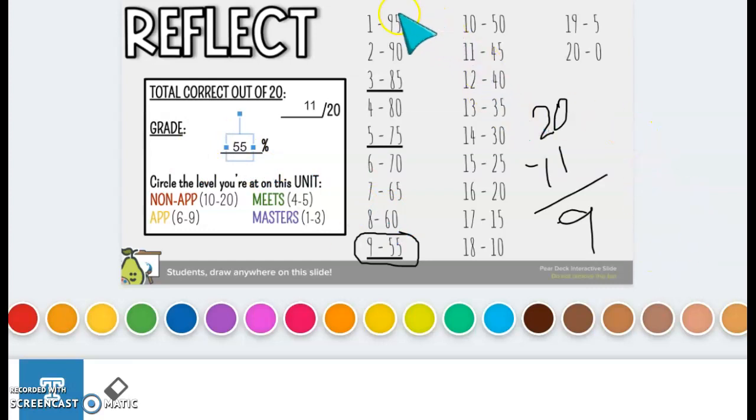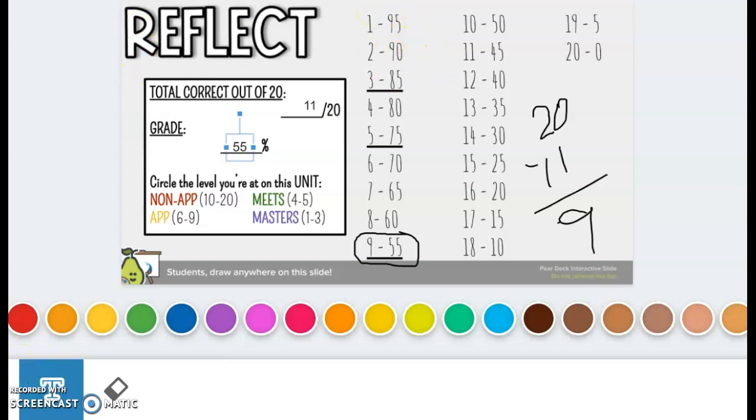So for this test, if you missed 1 through 3, you are at masters. If you missed 4 through 5, you were at meets. If you missed 6 through 9, you were at approaches. And anything below that, you were at non-approaches. So as long as you were at approaches, that would be considered passing for our STAR test.